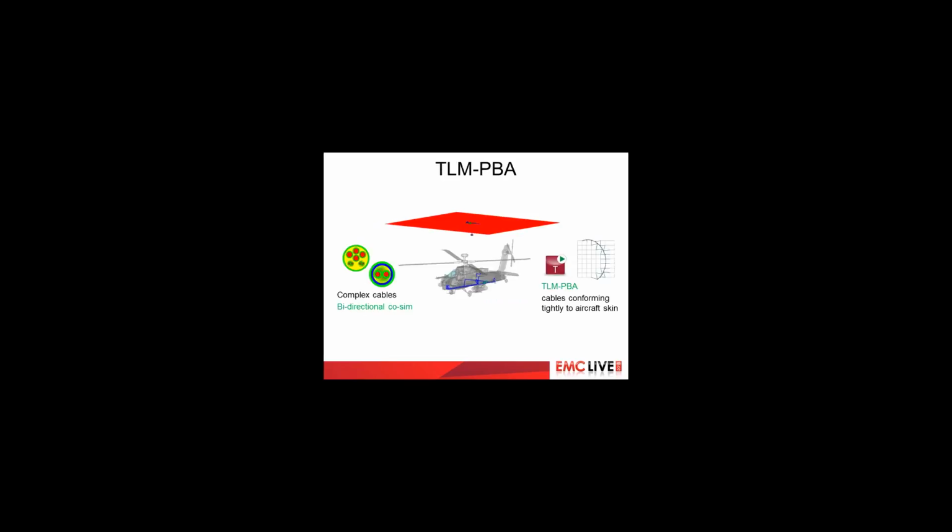That was a relatively simple example. Let's look at a more realistic aircraft example, such as this rotorcraft model shown in the slide. And in reality, the cable systems may be very complex. We may have hybrid cables, which include power conductors combined with signal cables. The cables may be using twisting and also overbraiding.